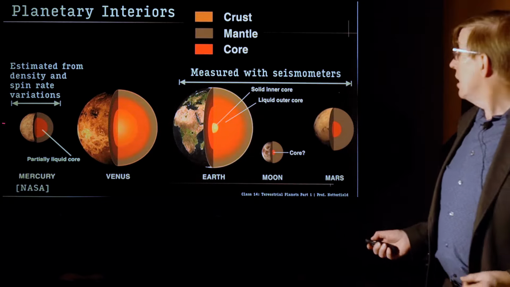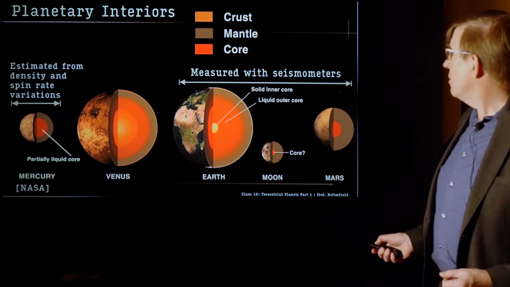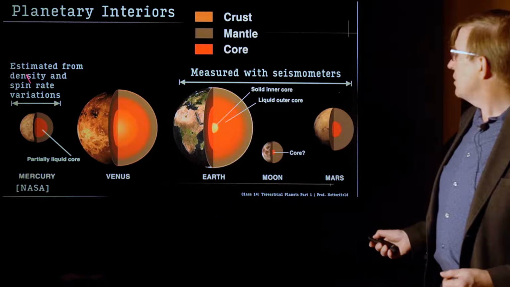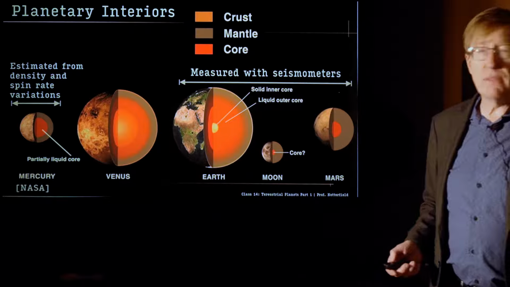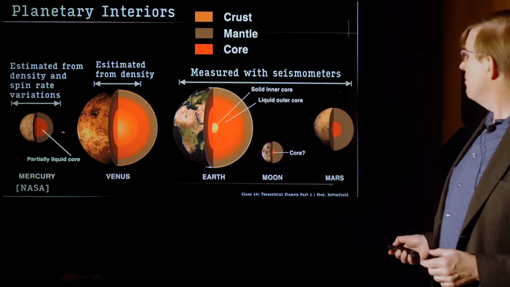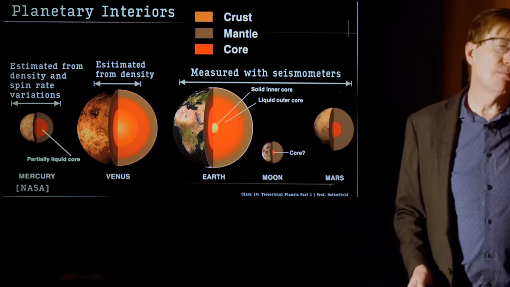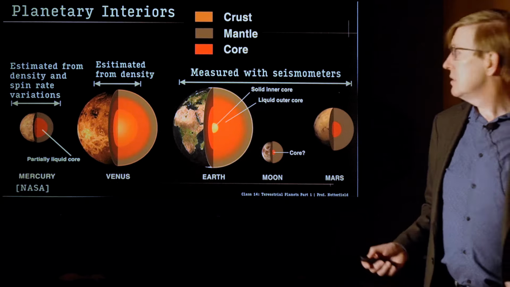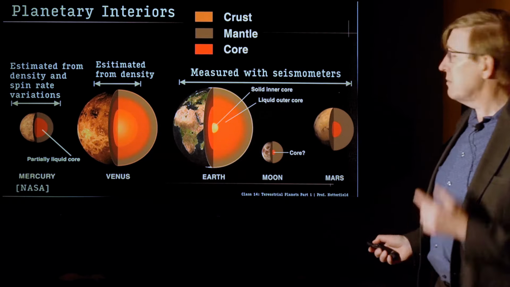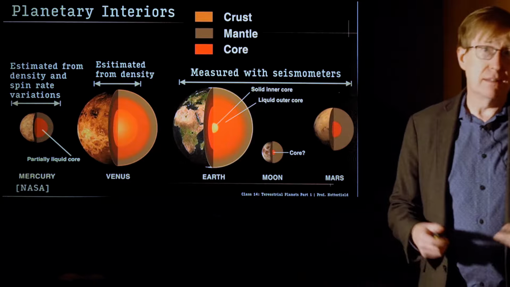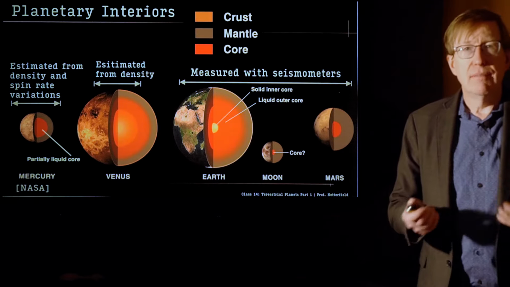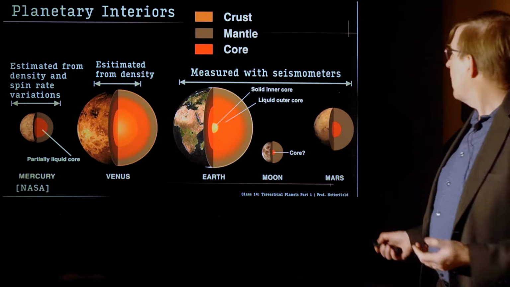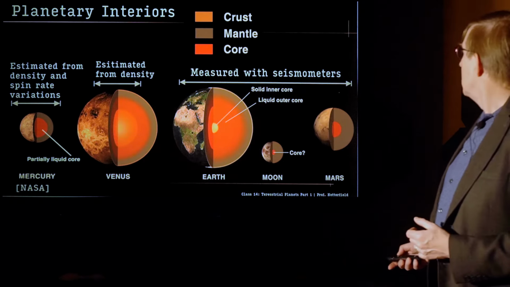It's really hard. Venus, nothing's ever landed there, but we've been able to estimate what the core is like because of the density and the spin rate variations. And with Venus, it's mostly a guess what's going on inside. It's mostly estimated from density. We know how dense it is, therefore we kind of know there must be some kind of metal heavy core to make it actually have the right density, but it's really tough.